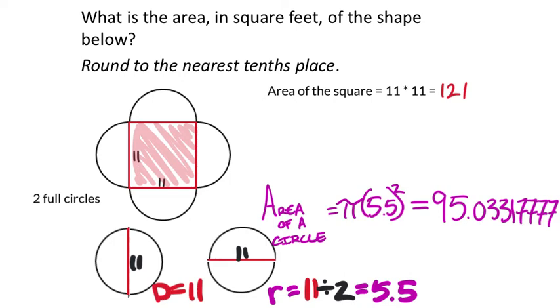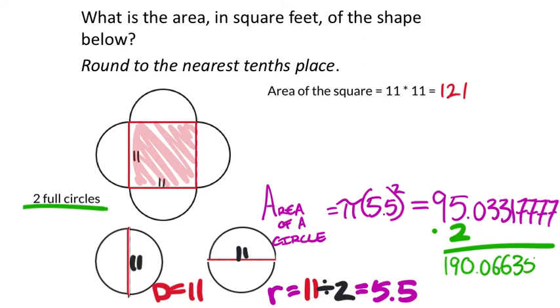But remember that we actually have 2 full circles, so I still need to multiply this by 2. So 95.033177777 times 2, enter. And again, I'm just doing this on the calculator. That's showing us 190.0663, and then I got 3 5s. Now that's what I have in green there. That's the area of 2 circles.